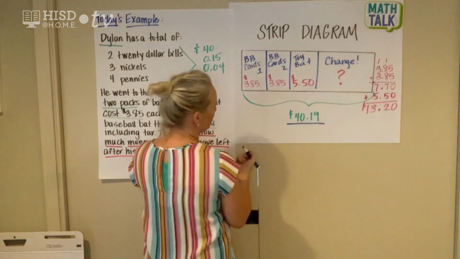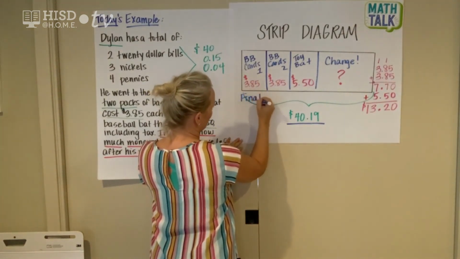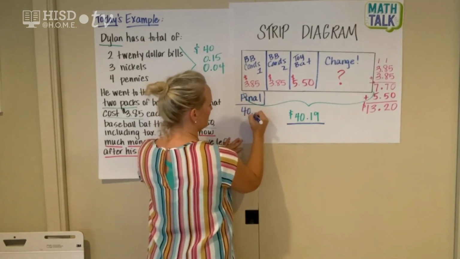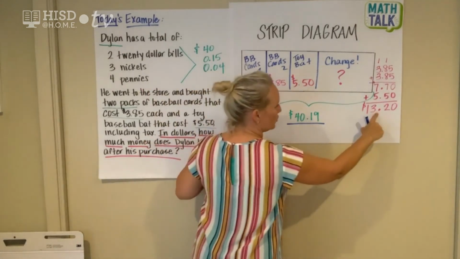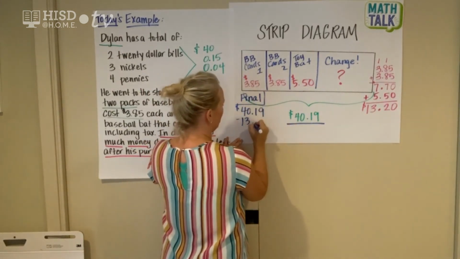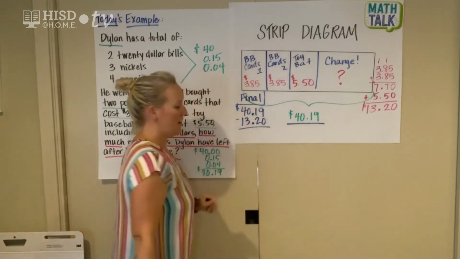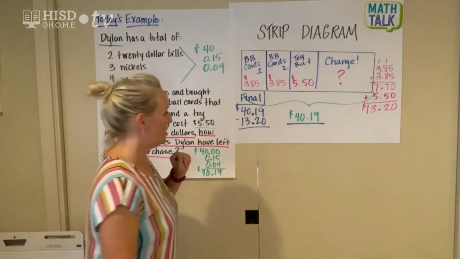And I'm gonna come over here for the final calculation. I'm gonna write final, because this will help us get there. So he had $40.19 minus the total he spent, $13.20. That's all we have left in this one section, and then it'll give us the change.